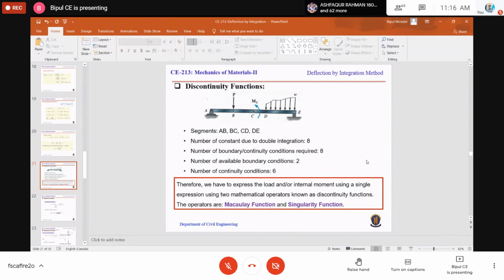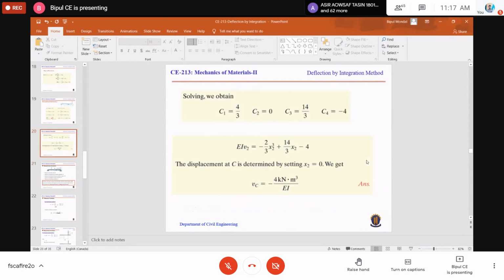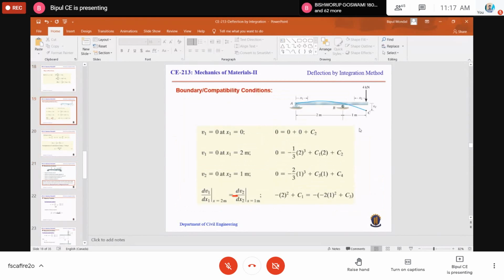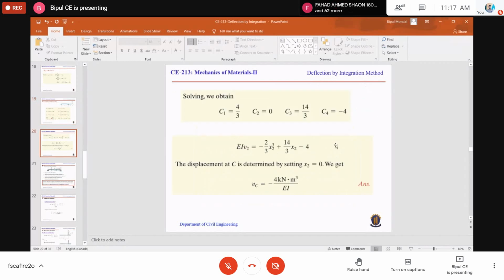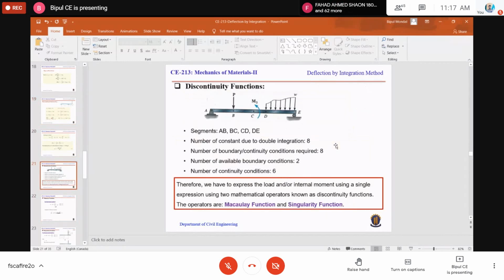Continuity conditions mean the elastic curve will be continuous. There will be no sudden jump. So look here. This is the elastic curve, that means the deflected shape. So this one will be continuous. There will be no sudden jump in the elastic curve. That is continuous. So this type of problem can be solved using another way.